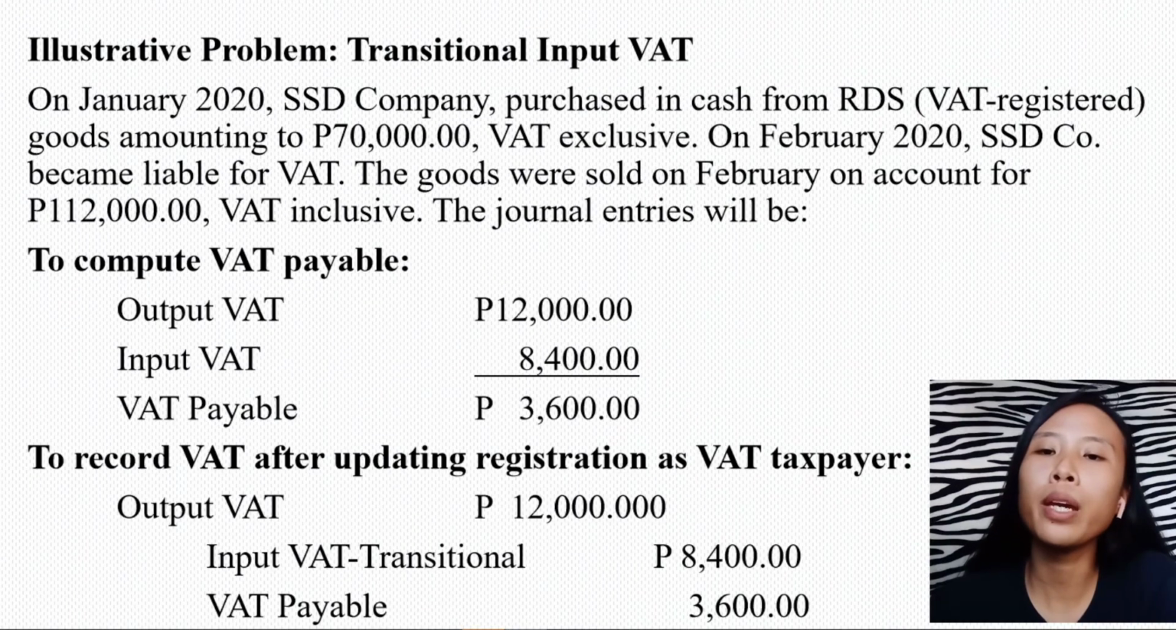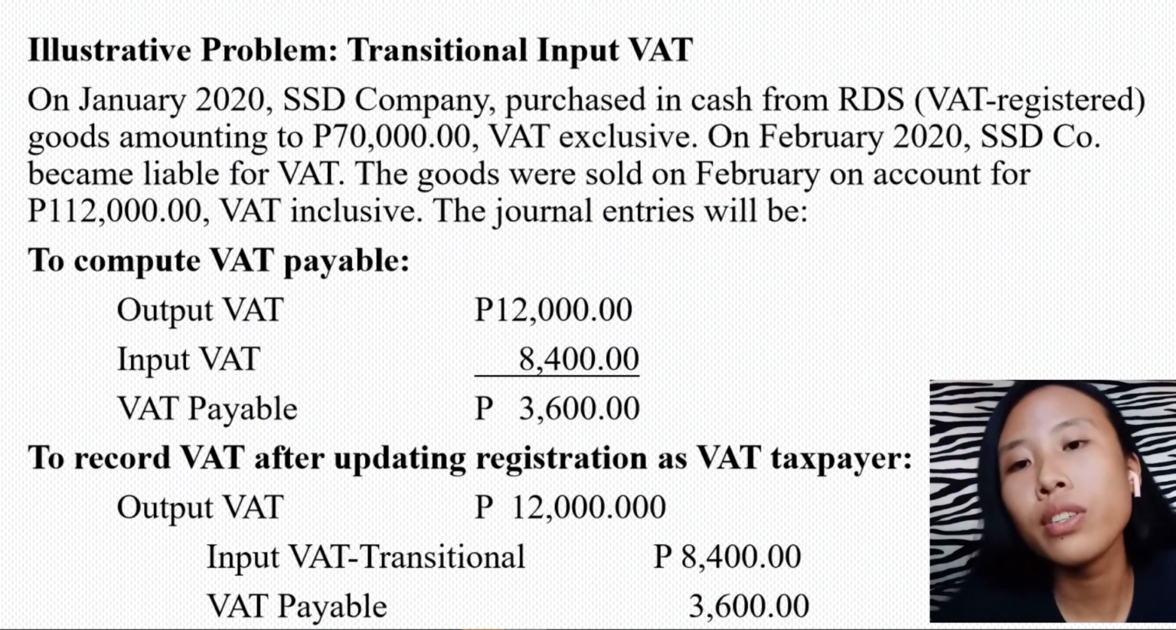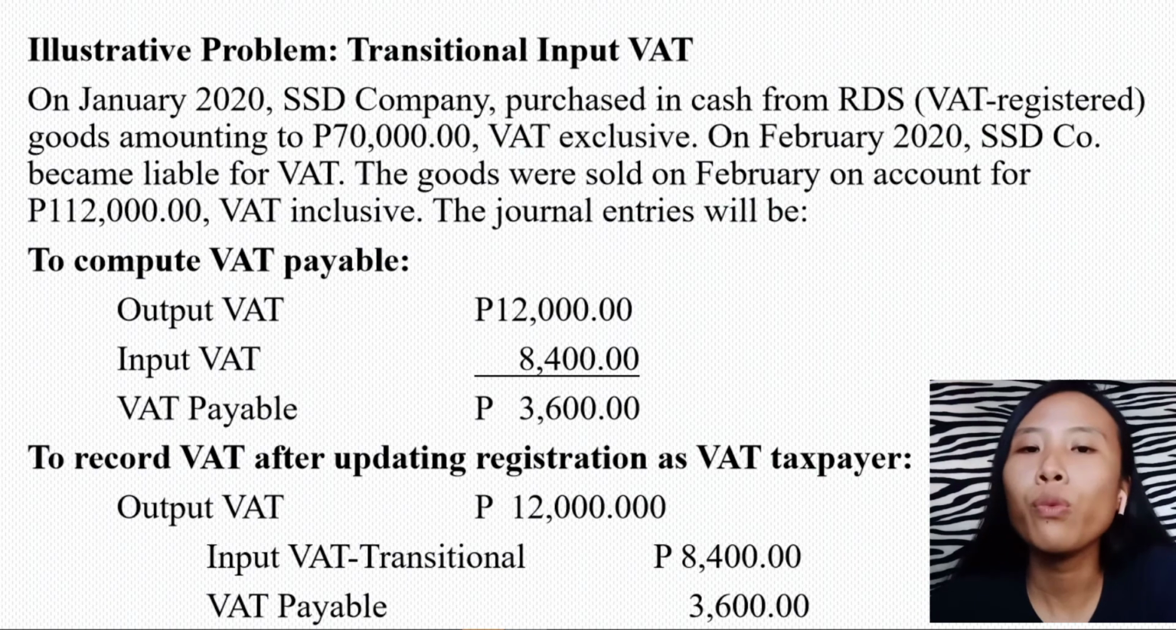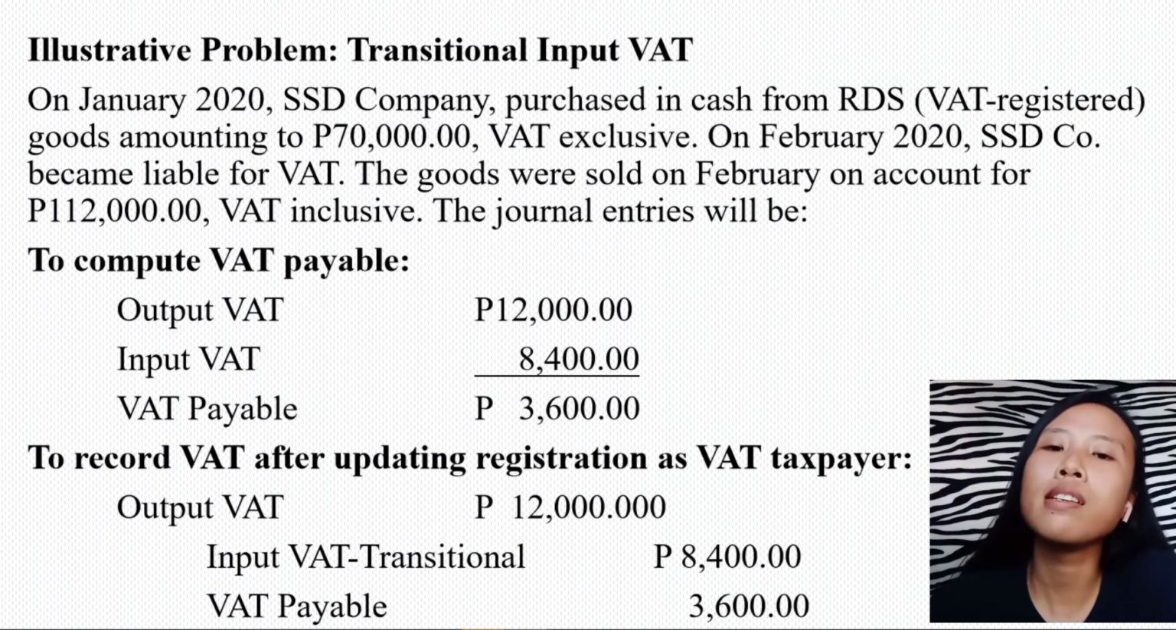To compute VAT payable again, we will be comparing output VAT with our input VAT, which is transitional, so we have VAT payable of 3,600. And then to record the VAT payable after updating registration as taxpayer, output VAT is debited 12,000, and then input VAT is credited 8,400, and then VAT payable is also credited 3,600.